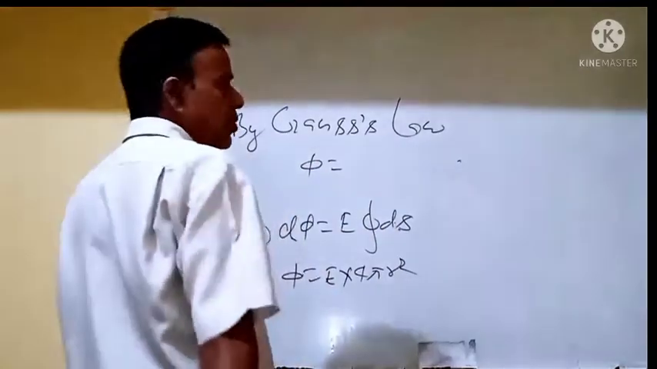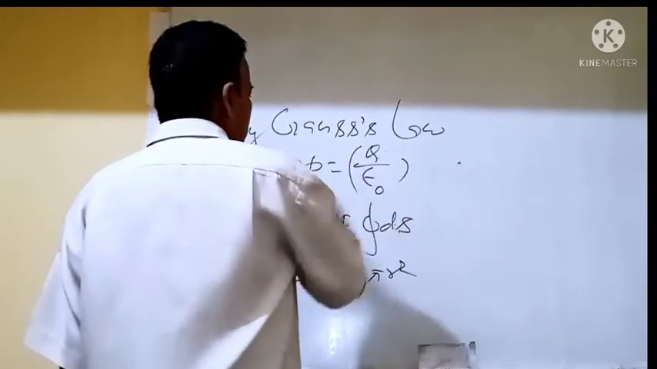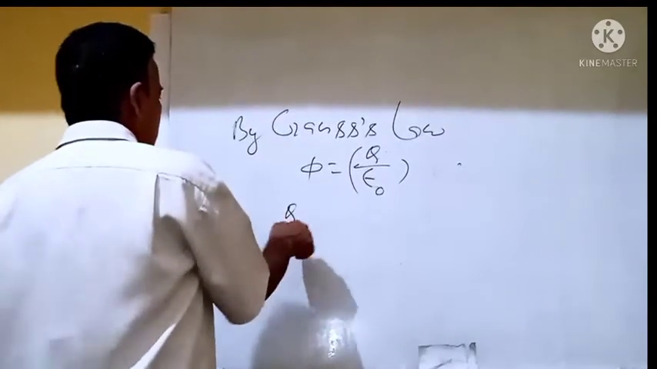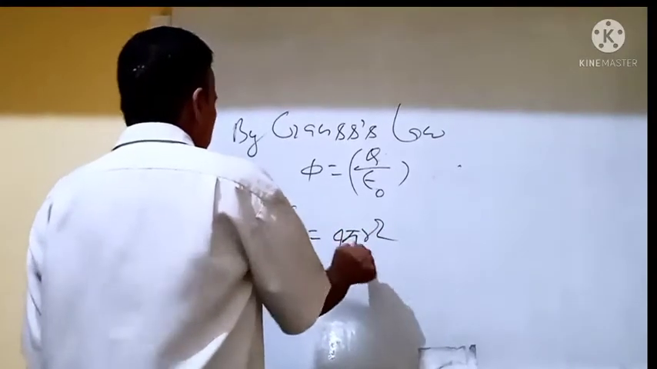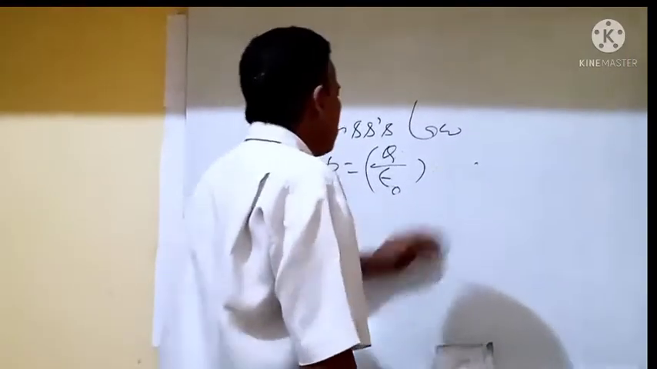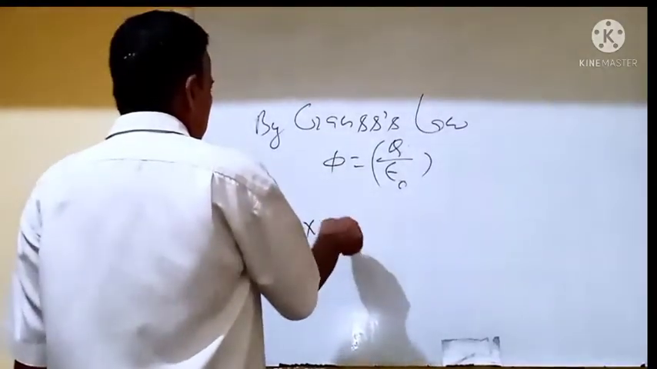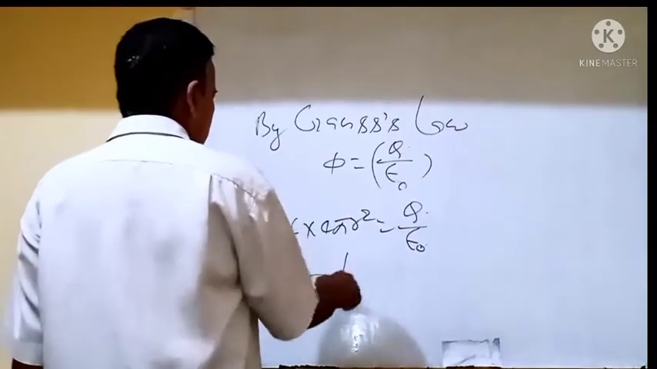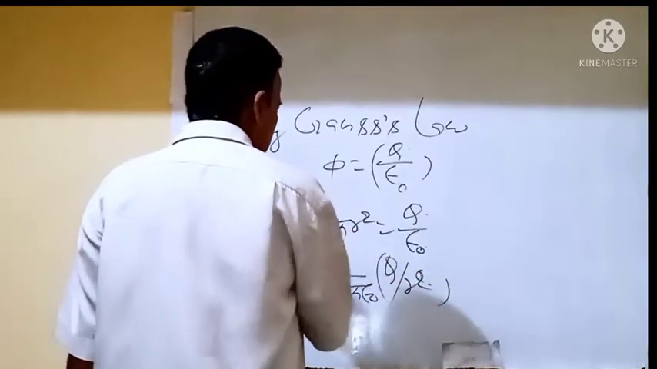electric flux is the total charge enclosed divided by epsilon naught. So we write phi is equal to Q by epsilon naught, which is equal to E into 4 pi r square. Therefore, what is the electric field? So E into 4 pi r square is equal to Q by epsilon naught. So the electric field is E is equal to 1 by 4 pi epsilon naught into Q by r square. This is the electric field.